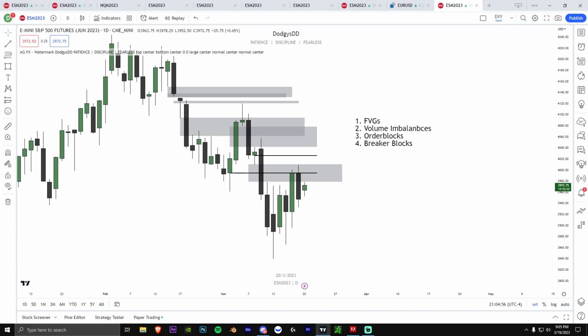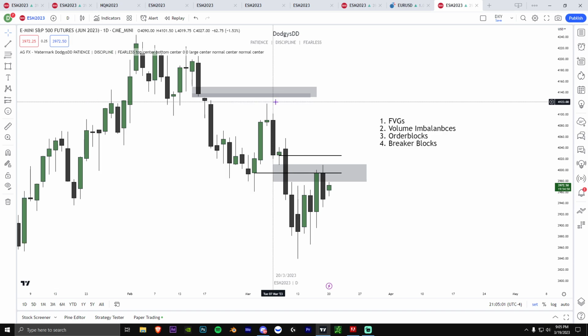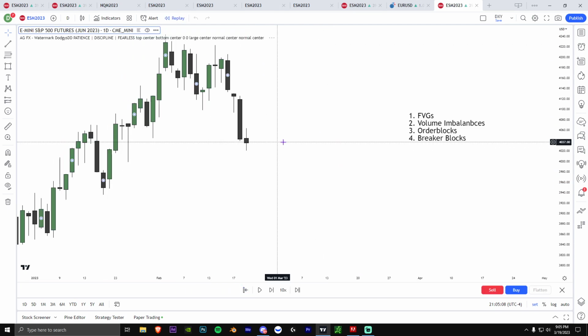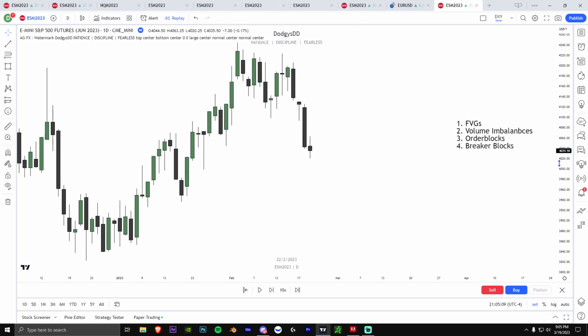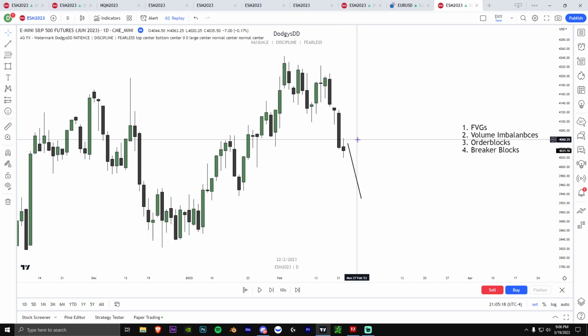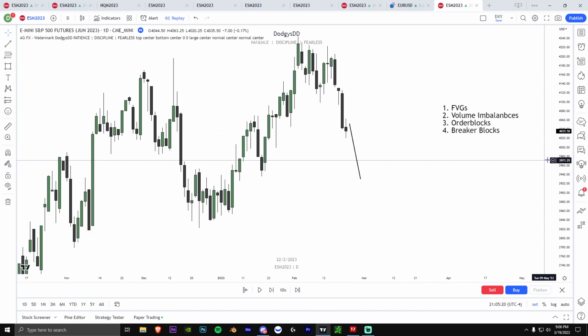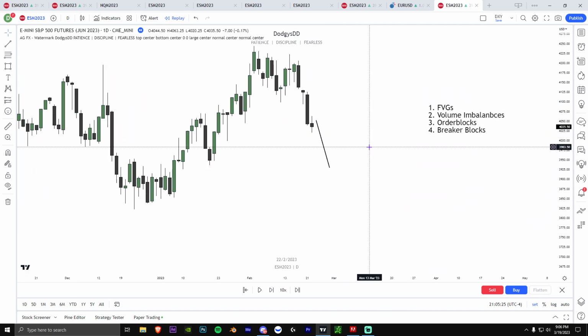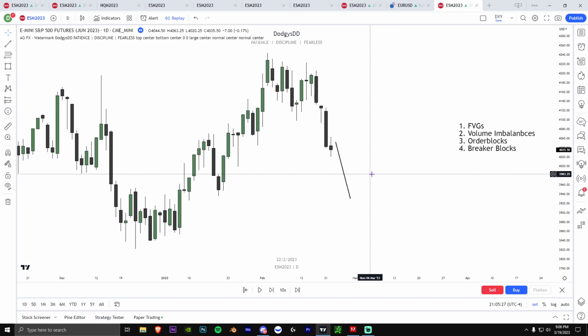What I do, if we go back a little bit in time and go to replay mode, is look at what happens whenever we create a fair value gap like this. How often do you see us just keep going down without retracing the fair value gap? On the 1 minute, it happens occasionally, where we just get a dump and keep dumping, we never retrace. But on the daily chart, I feel like this is very unlikely.